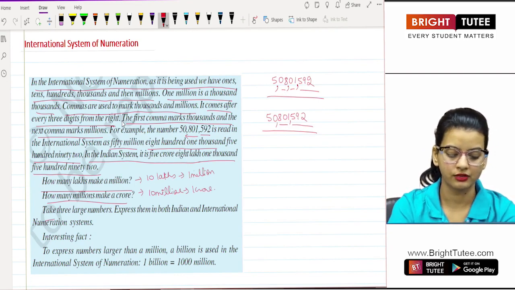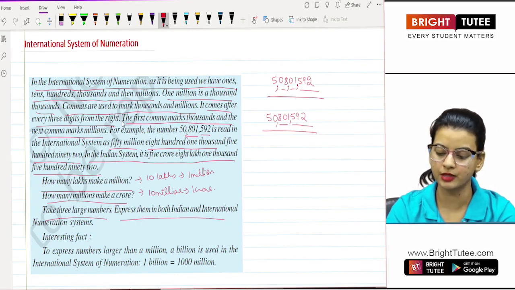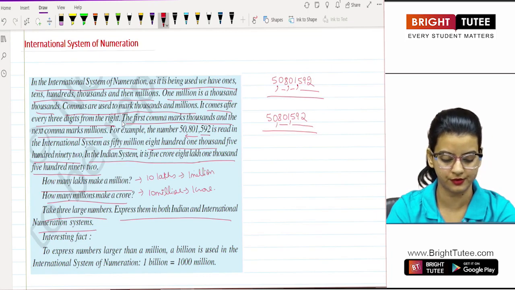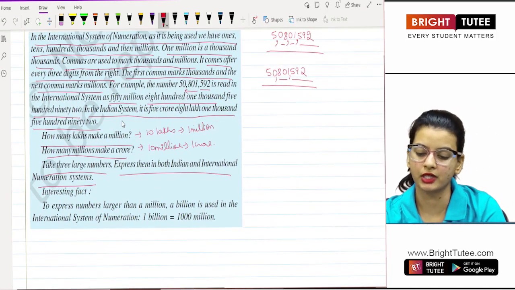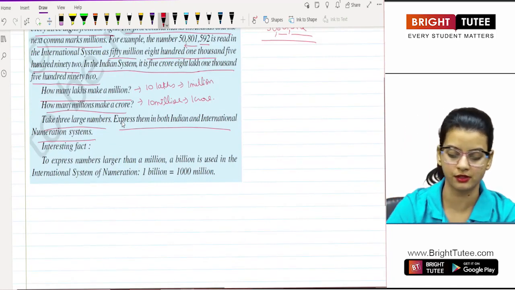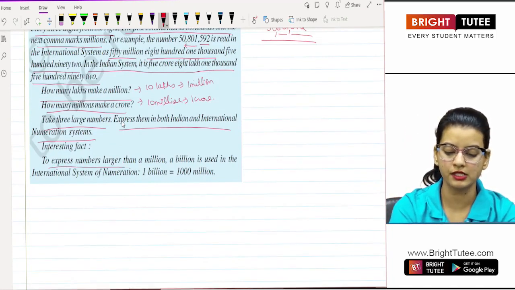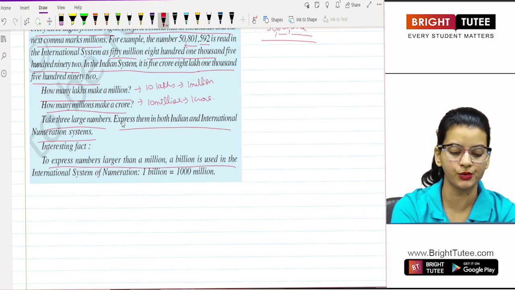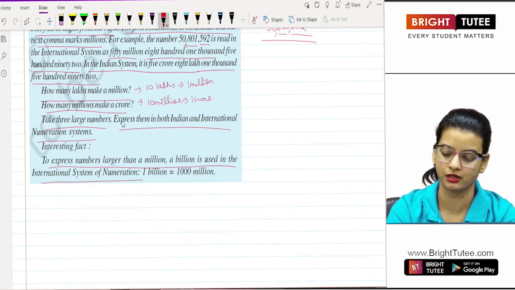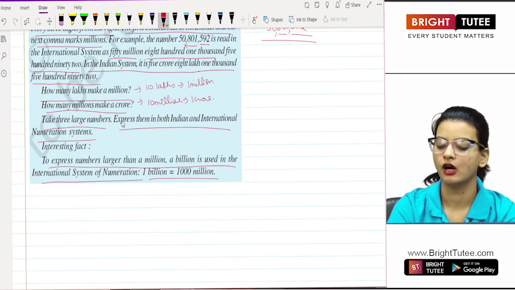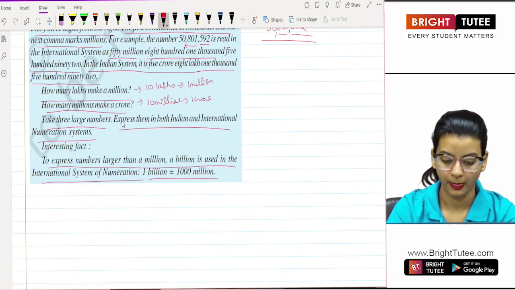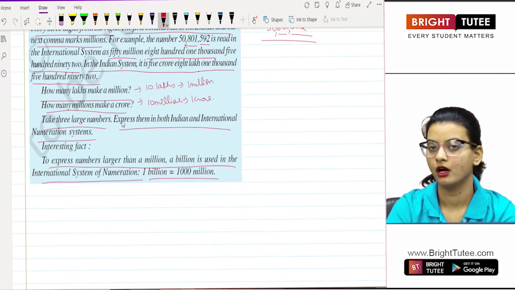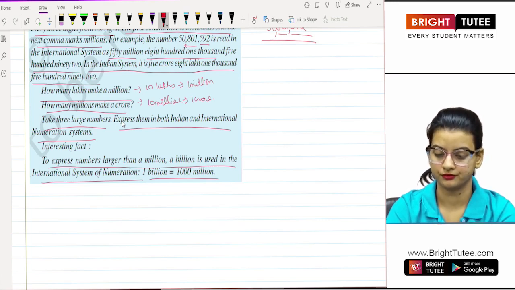So, take 3 larger numbers and express them in both Indian and international systems. Any 3 larger numbers you can express in both systems. To express numbers larger than a billion, the international system of numeration is used. And 1 billion is 1,000 million. Okay. 1 billion is 1,000 million. Alright.